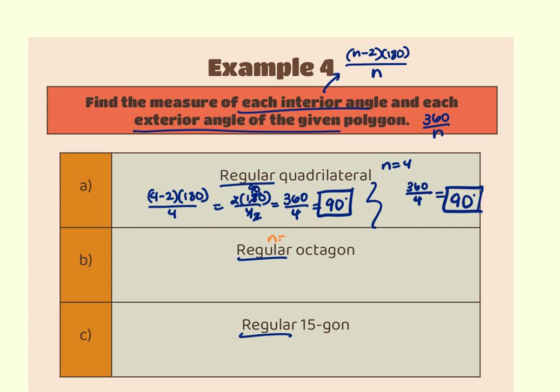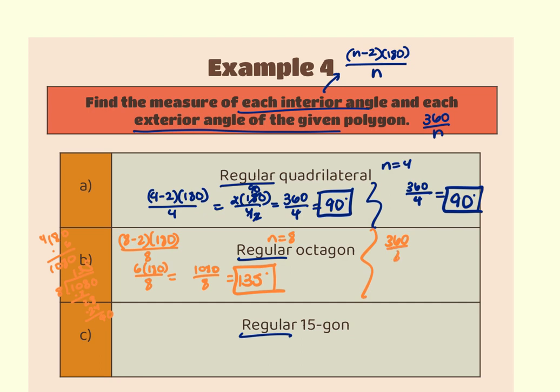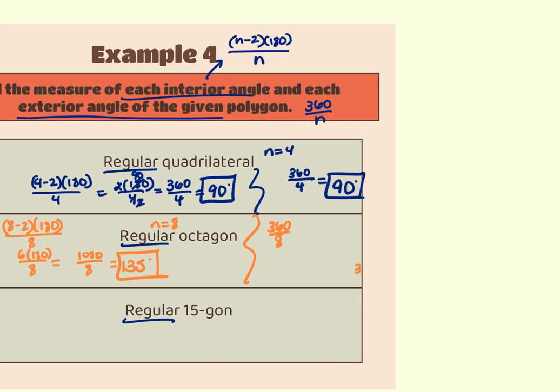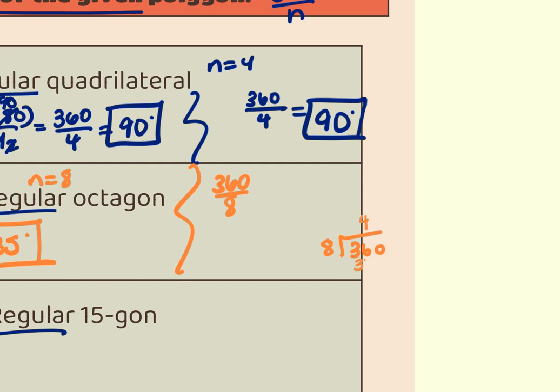All right, an octagon, our n is 8. So 8 minus 2 times 180 over 8, and I get 6 times 180 over 8. If you multiply it out, 180 times 6, you get 1080 over 8. That's once, 3 times, 5 times, 135 degrees. And then 360 divided by 8, which is 45 degrees.